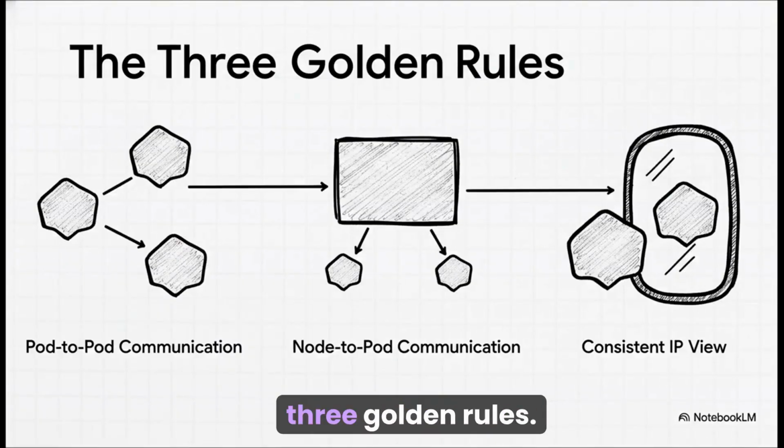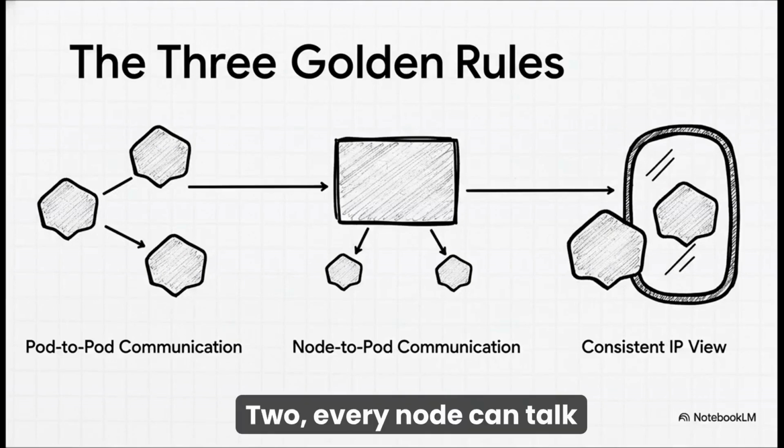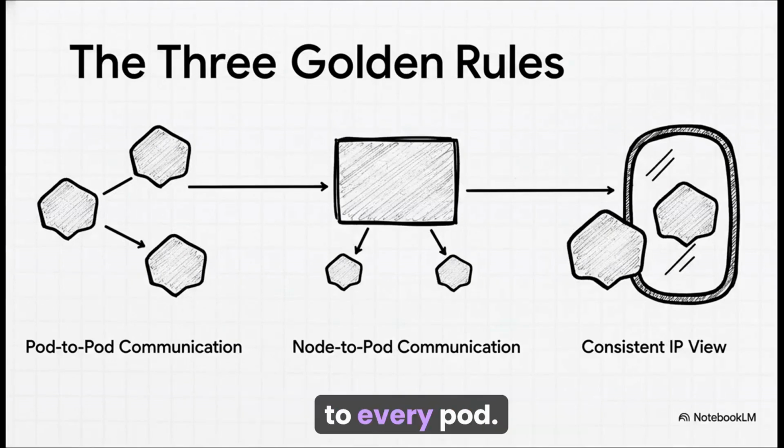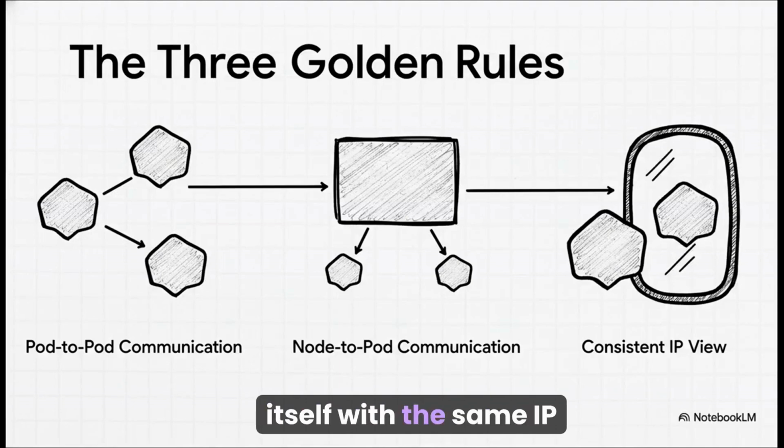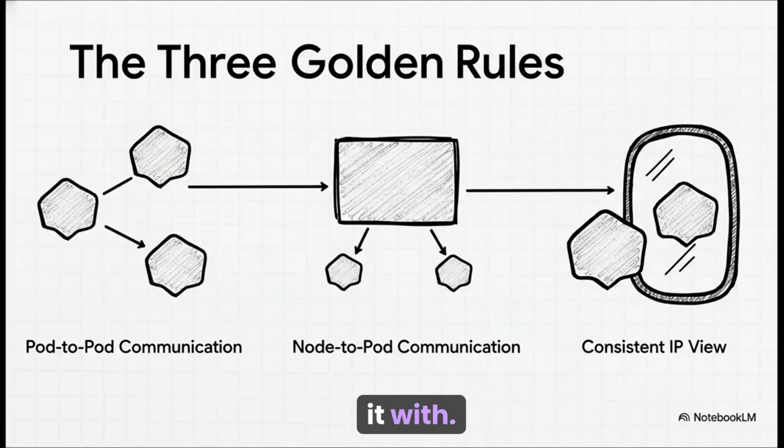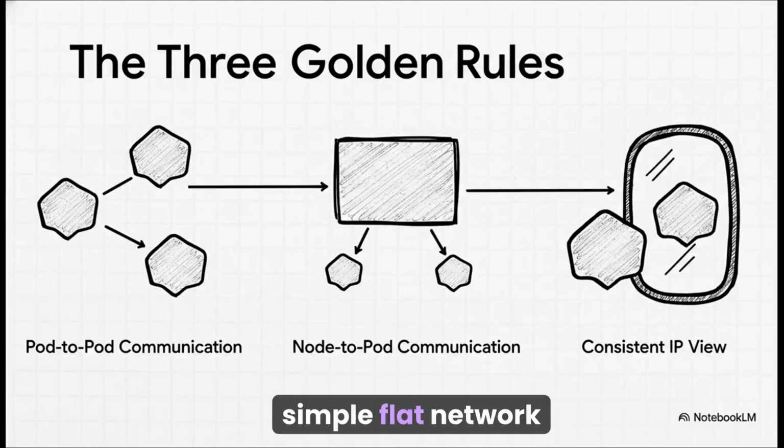So here they are, the three golden rules. 1. Every pod can talk to every other pod directly. No complicated network address translation, or NAT. 2. Every node can talk to every pod. Again, no NAT. And 3. A pod sees itself with the same IP that everything else sees it with. What this creates is a simple, flat network where everything can find everything else.